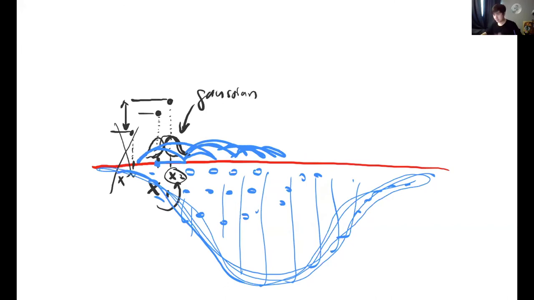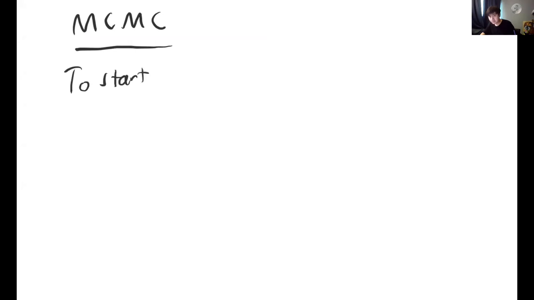Okay, so that is just a pictorial explanation of what the algorithm is. So now I'll give the formal statement. Okay, so to start MCMC, I need a few things to start. I need my starting point. I need a proposal distribution. And I need my target. So this is my proposal.